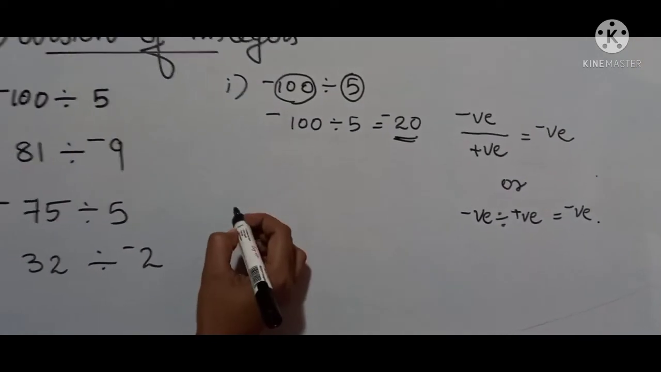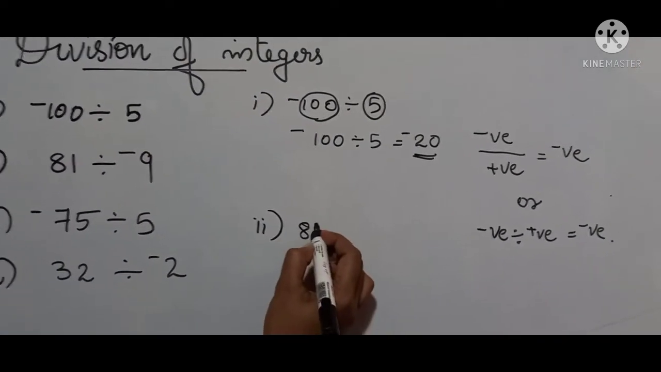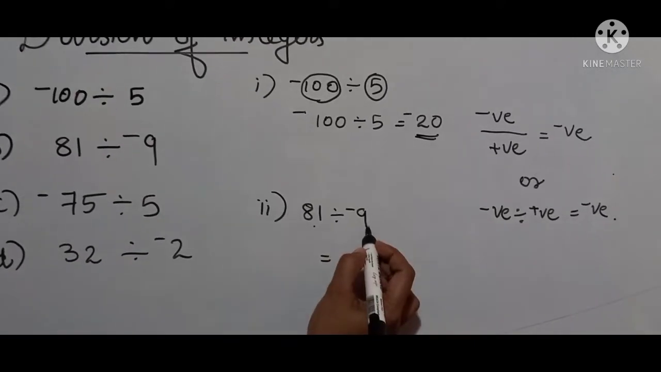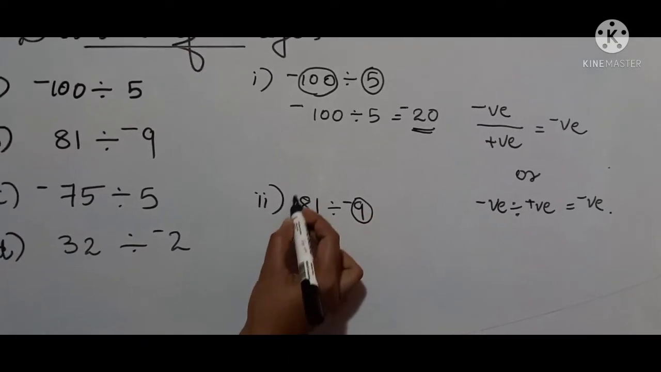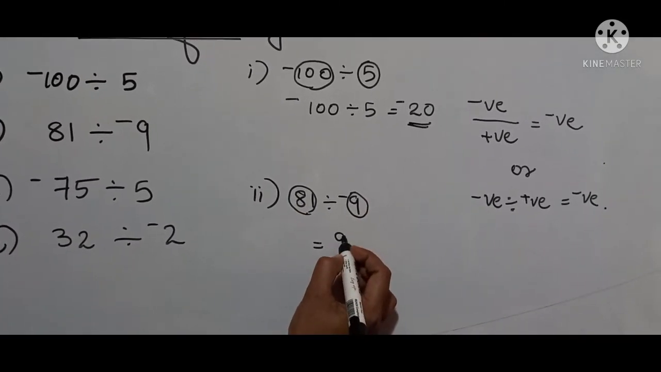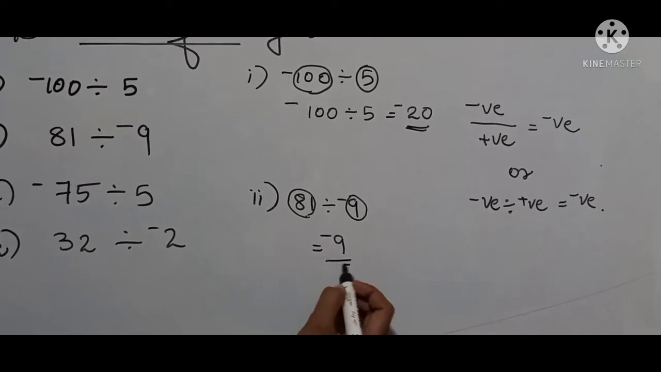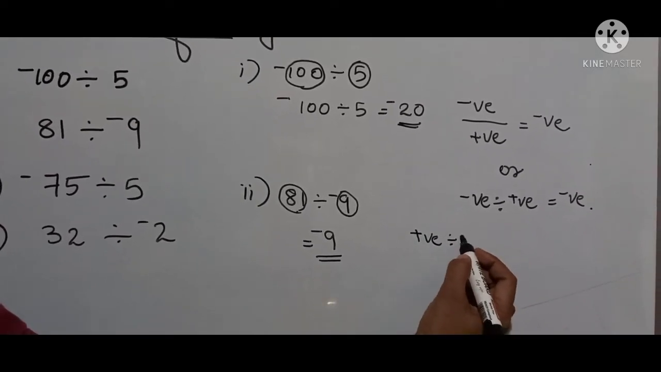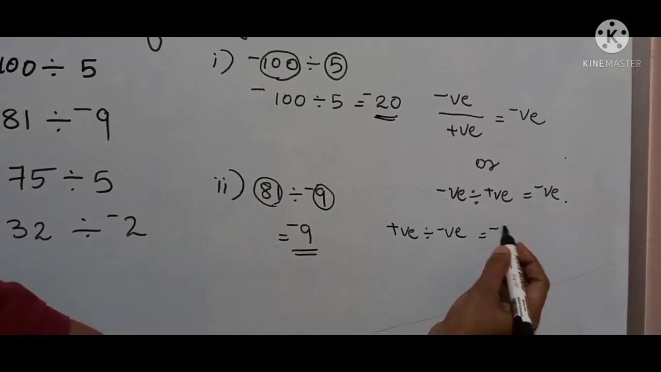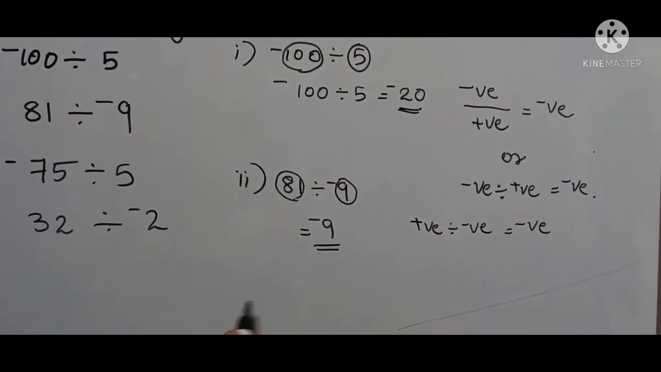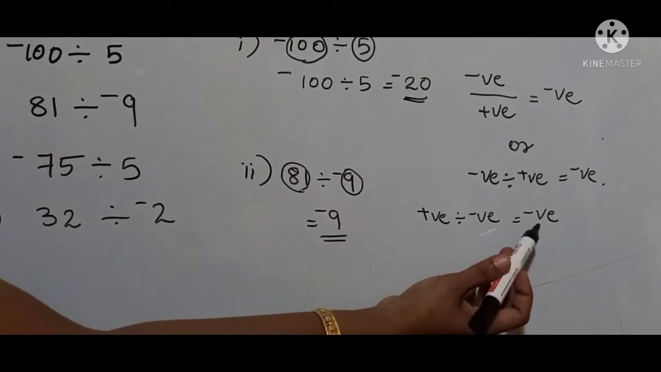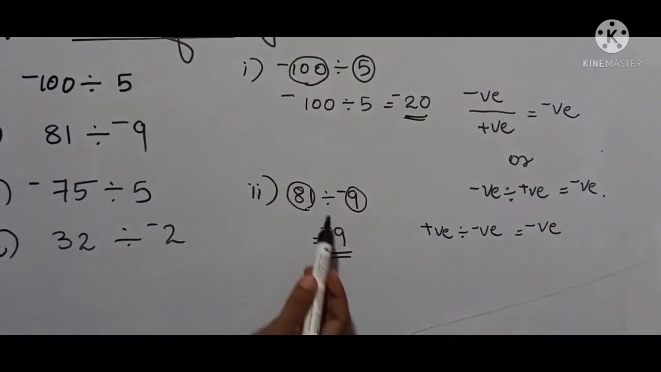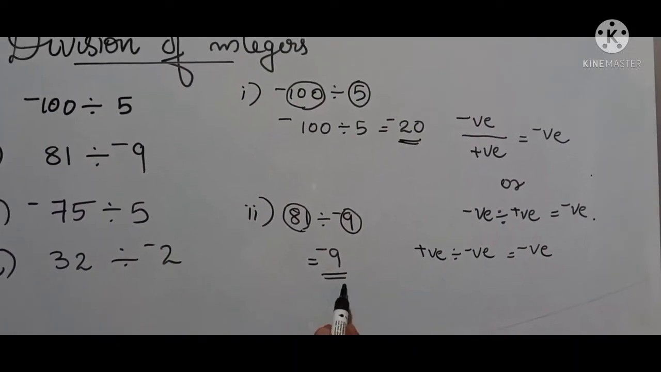Here you can see the second question, and it will become clearer after this. 81 divided by minus 9. We know 81 divided by 9, considering the numbers as whole numbers, is 9. Then give the minus sign. Here one is a positive integer divided by a negative integer, and we also get a negative answer. A positive integer divided by a negative integer, the answer is negative, and a negative integer divided by a positive, the answer is negative. That means if one of them is negative, the answer will also be negative.